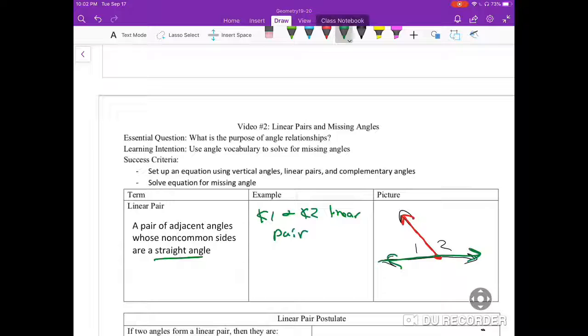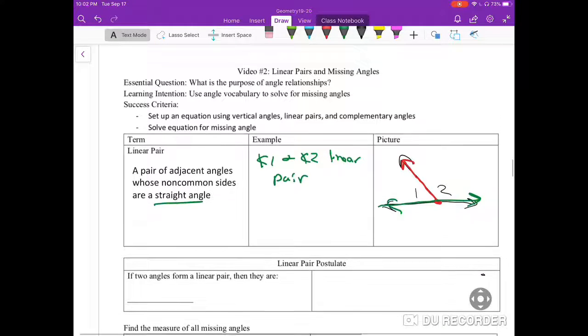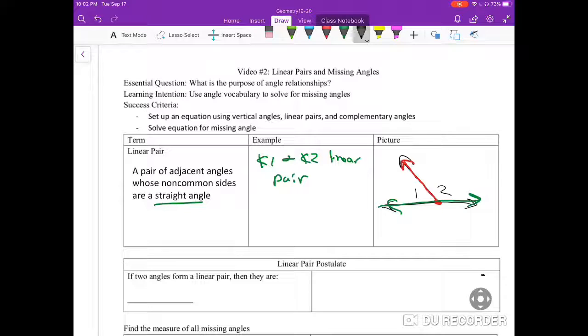Now, with all linear pairs, which we'll see when we get to the postulate down below, if two angles form a linear pair, then that means that they must be supplementary. This should make some sense because if two adjacent angles make up a straight line, then they should add up to be 180 degrees. Now, there's one thing that I want to point out here. If we set up this linear pair the same way with angle 1 and angle 2, we know that in this picture, angle 1 plus angle 2 is equal to 180 degrees.